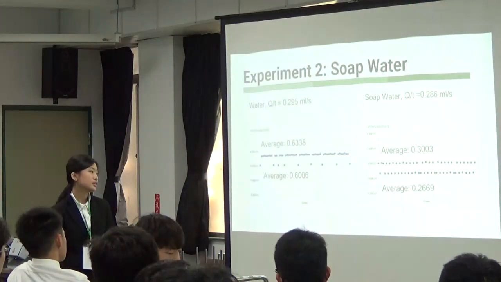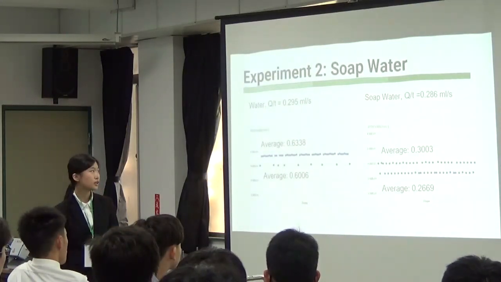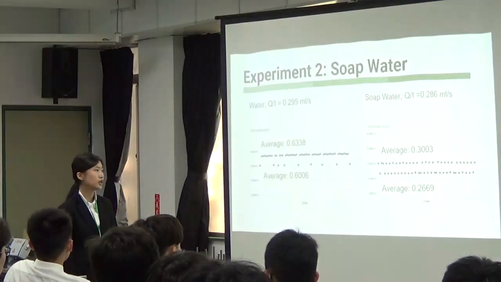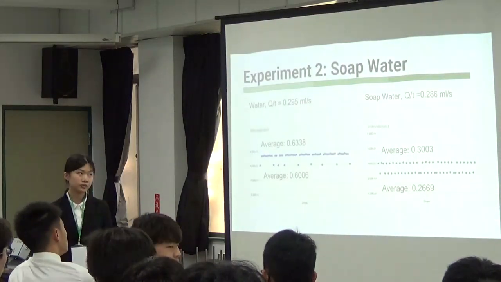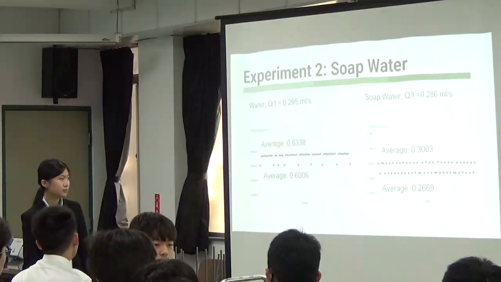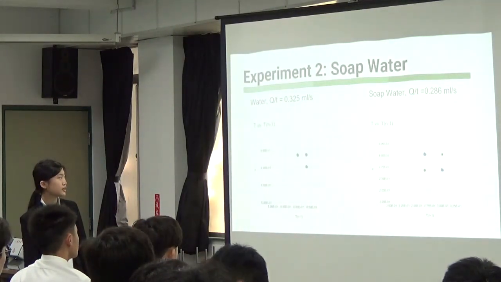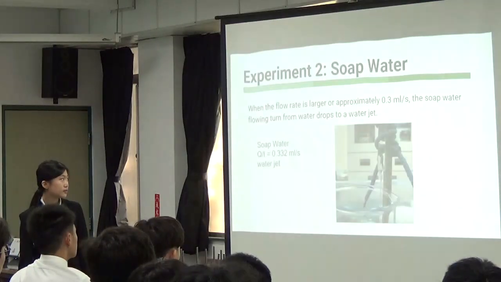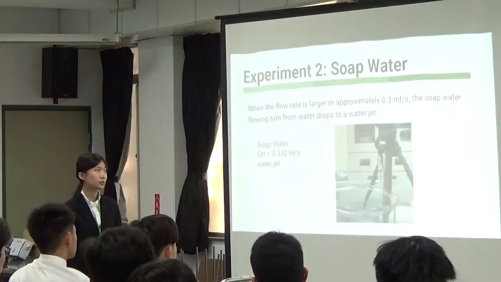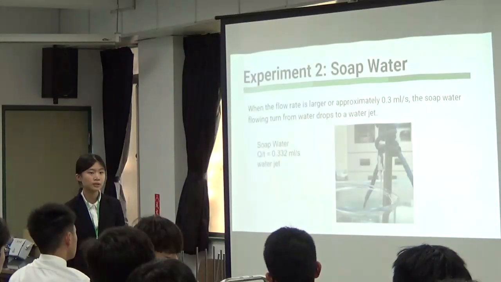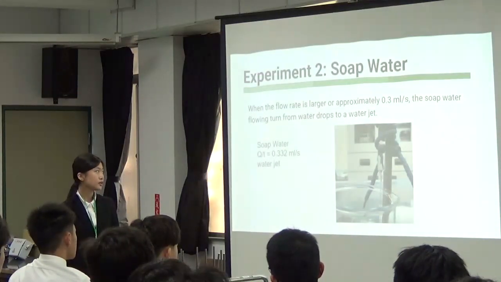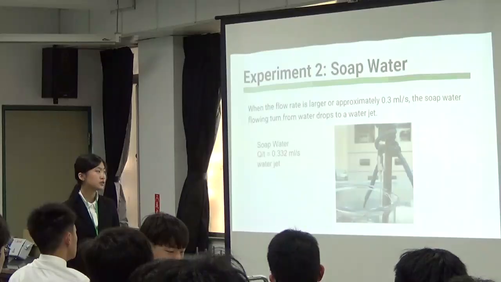And this is the double period phase where both water and salt water is at flow rate approximately 0.29 millimeters per second. And this is a return map for the double period phase. When the flow rate is larger or approximately 0.3 milliliters per second, the salt water flowing turns from water drops to a water jet.